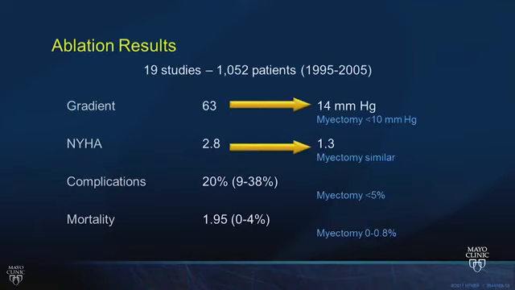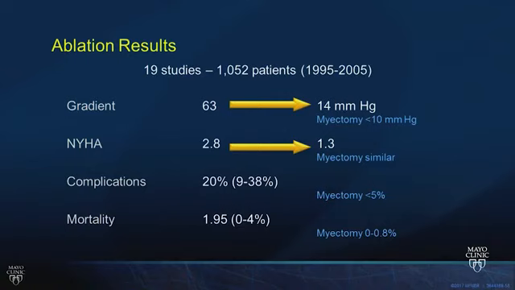What we know about this, we can't call ablation new anymore. It's been around since the mid-1990s. The gradient is reduced in those who respond. New York Heart Association class is improved in those who respond. The complications were initially a lot higher. They're getting a lot closer to that of myectomy. The one thing being pacemaker rate is still 5 to 10% following ablation because the right bundle branch block is so often compromised by having a septal ablation, and the mortality rates are very low.